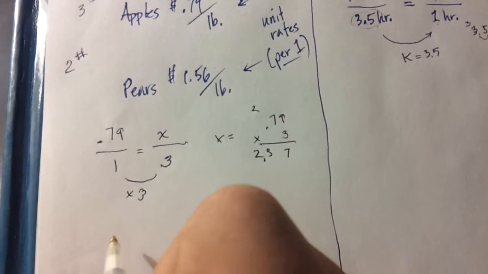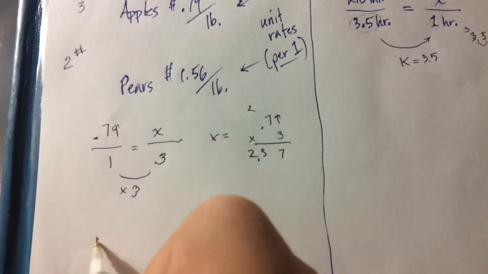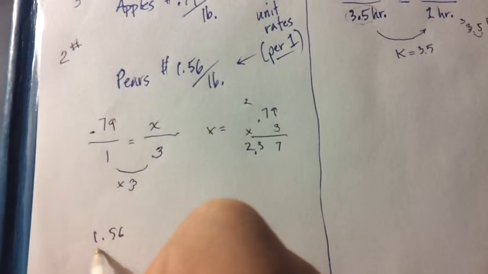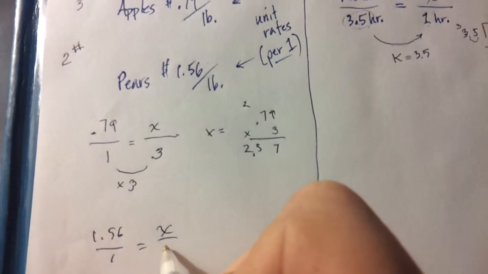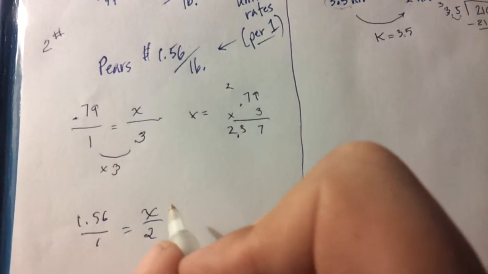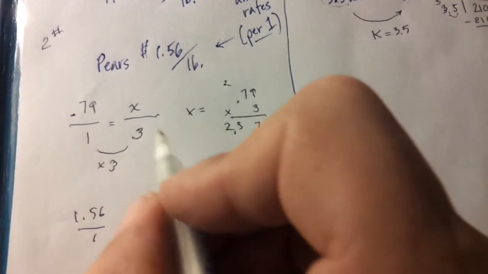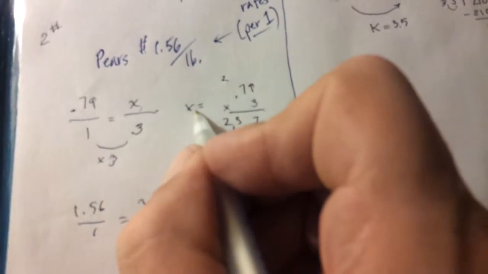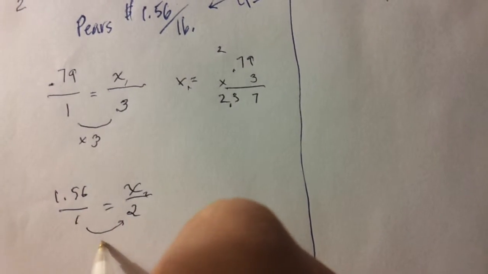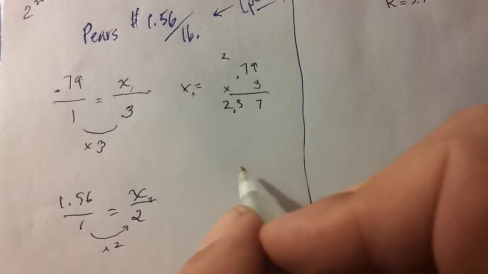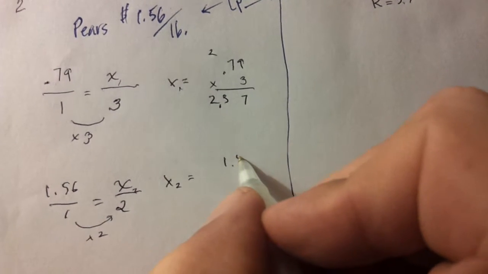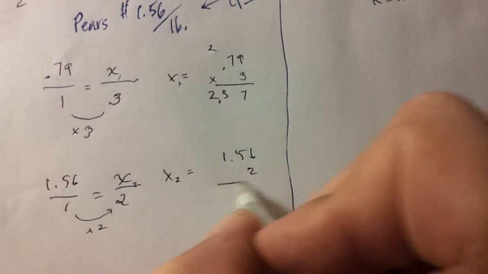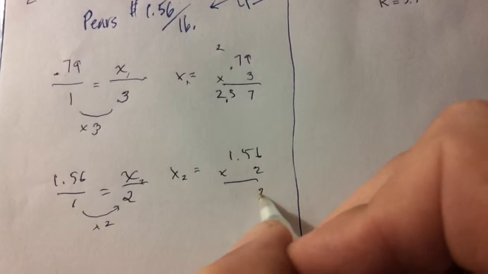And let's figure out pears. Okay, so I've got 1.56 for 1 pound is equal to x for 2 pounds. Using a different x down here, I'll call this x2 and this x1. Scale factor right here is 2 times 2. So 1.56 times 2 is equal to x2. 6 times 2 is 12.